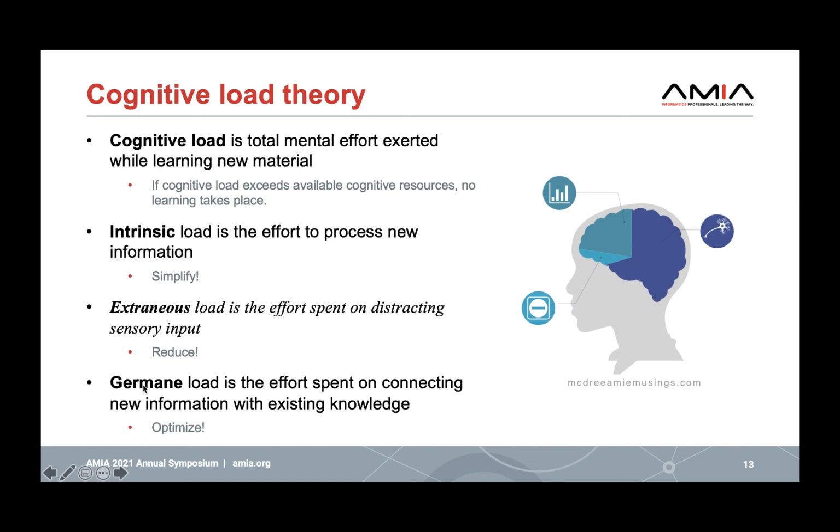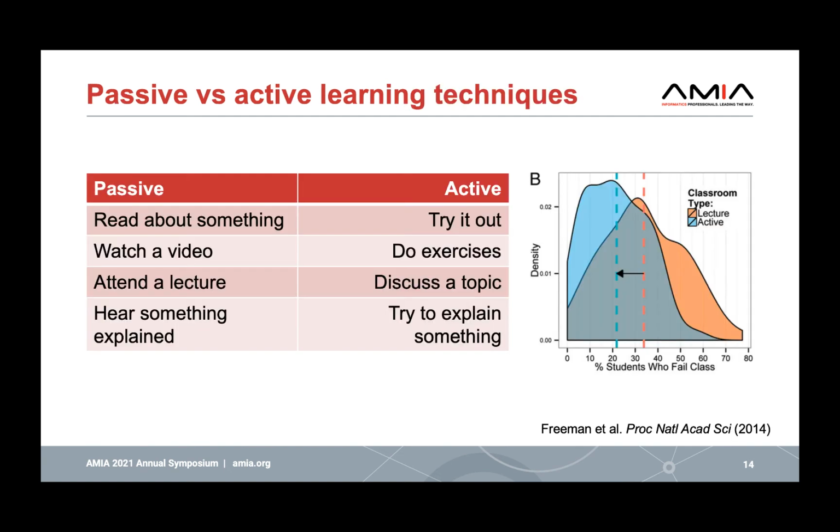The last type of load is called germane, and this is the effort spent on connecting new information with existing knowledge that your learners have. Basically, this means that you'll want to think about what knowledge your learners already have as you design your materials, because that'll allow you to explain things to your learners in terms that they already know. And that makes it easier for them to move new ideas into long-term memory.